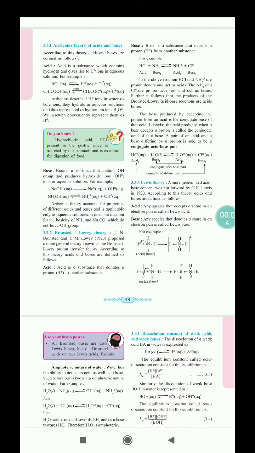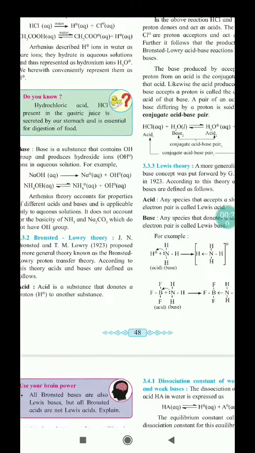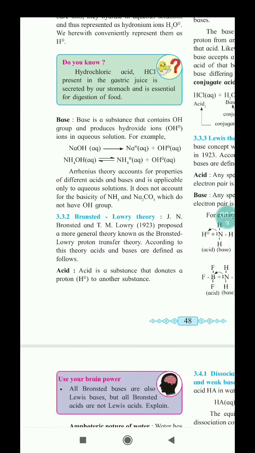In the last video we saw Arrhenius acids and bases. Now in this video let us start acids and bases according to Bronsted-Lowry theory. G.N. Bronsted and T.M. Lowry in 1923 proposed a more general theory known as Bronsted-Lowry theory. It is a proton transfer theory because it depends on proton donor and proton acceptor.